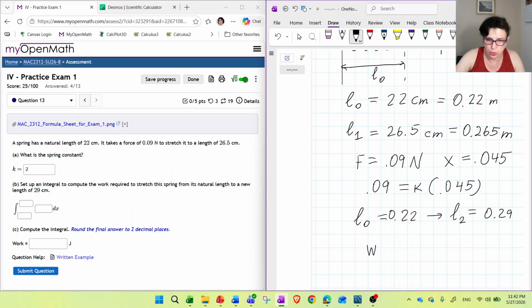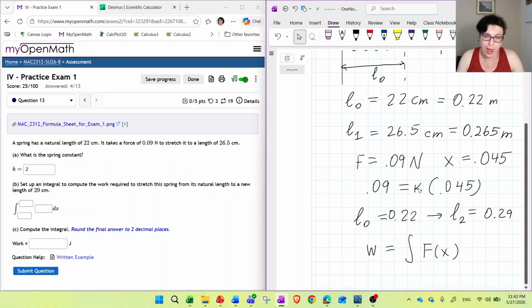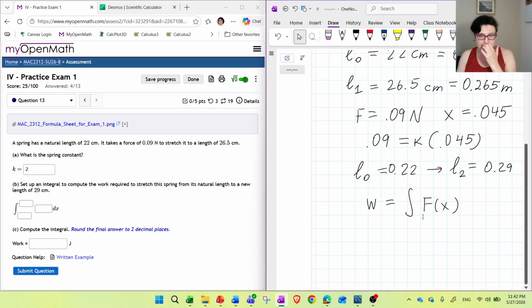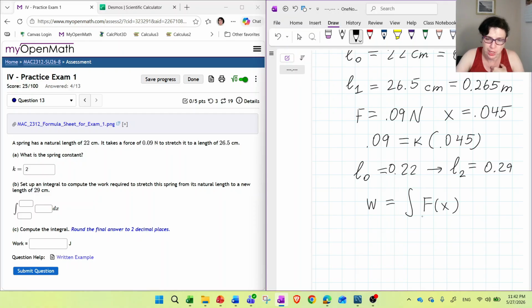Now, work, you should know, is an integral of force. And the limits of integration would be what? Well, that's how x changes. In the beginning, your x is 0, because the spring is in equilibrium, at its natural length. So at first, your stretch is 0. You're not doing anything. The new one, though, is stretched from 22 to 29. So that's 7 centimeters or 0.07 meters. So this should be 0.07.